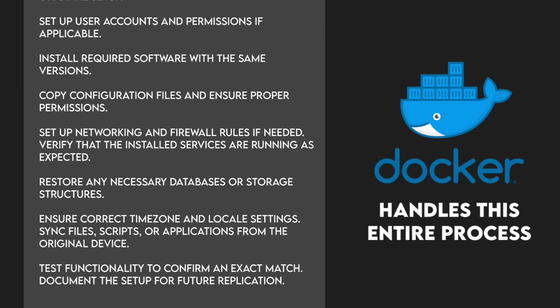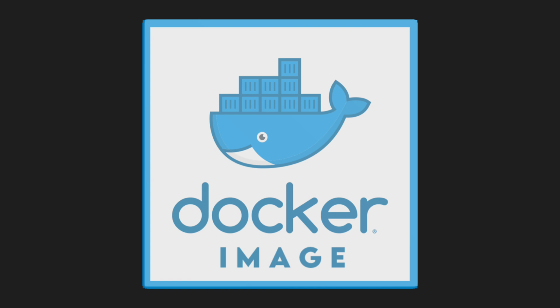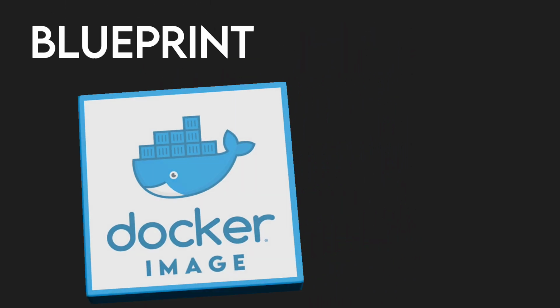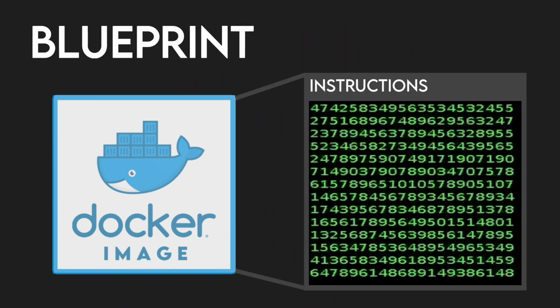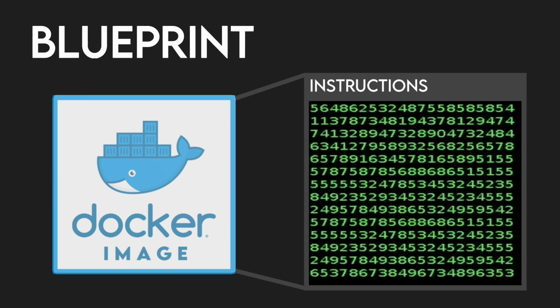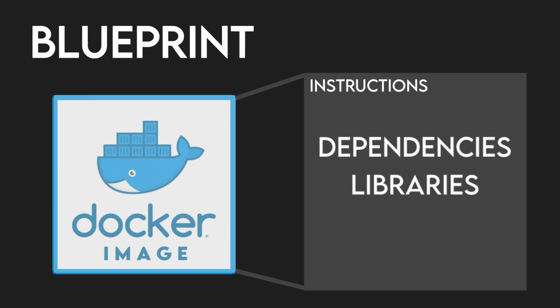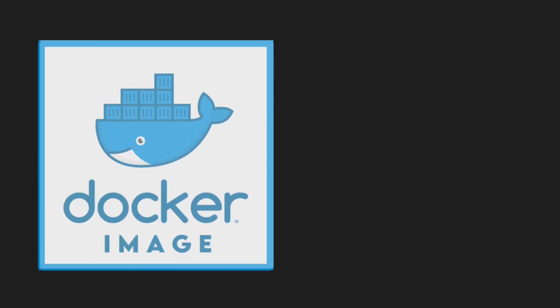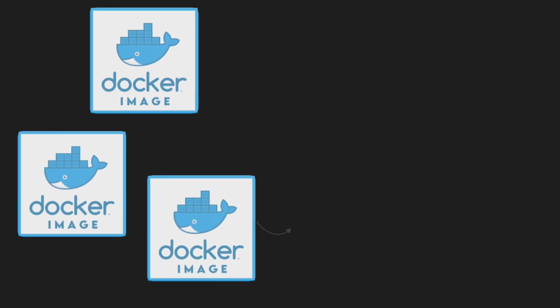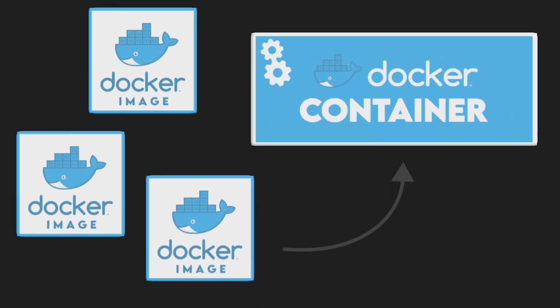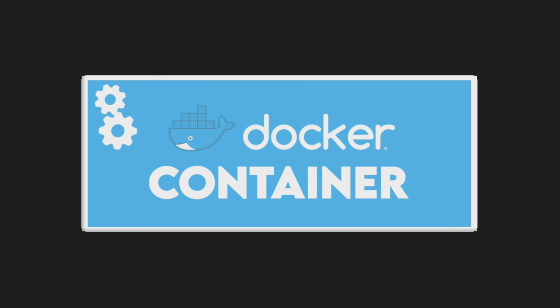To do this, Docker uses something called an image, which acts as a blueprint. This image contains all the instructions needed to set up your app's environment, including the required dependencies, libraries, and system configurations. Once you have this image, you can share it with anyone. When the image is executed, it creates a container, a live running instance of your app. This container behaves exactly like your development environment, ensuring that your app runs smoothly on any machine without the need for manual setup.